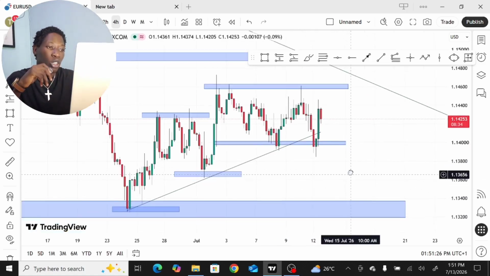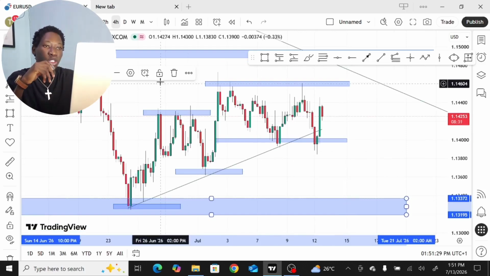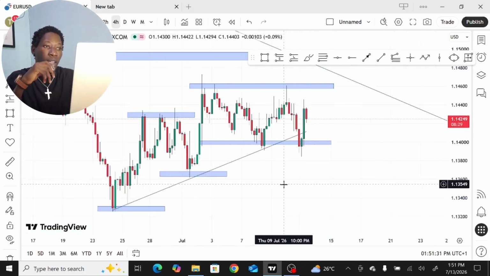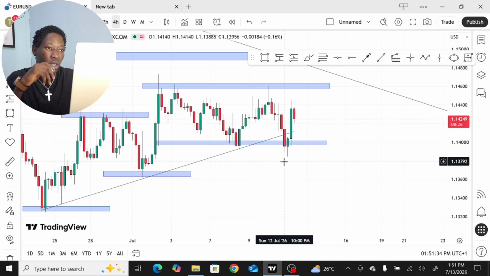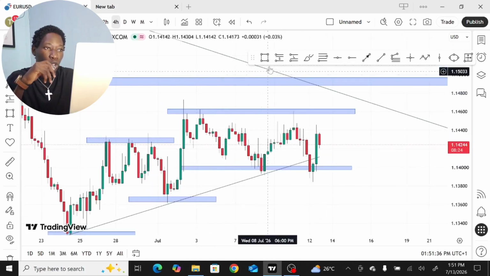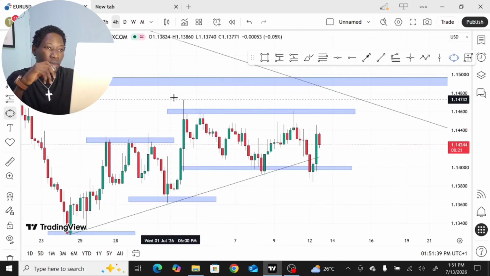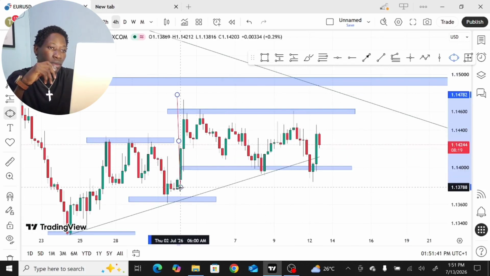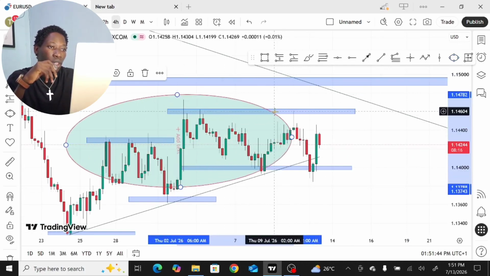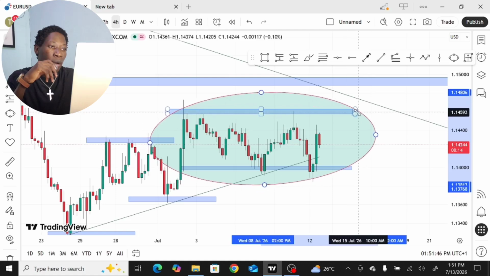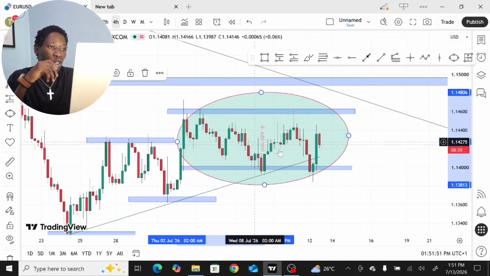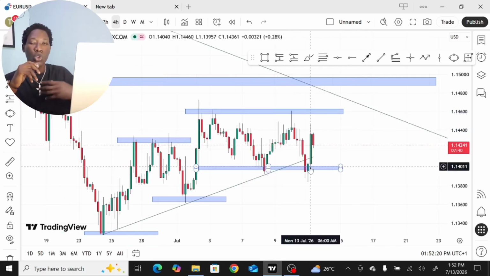So, how do you take advantage of this particular market this week? For a day trader, or a scalper, focus on this box, this old box. That's what you should focus on. Focus on this box here, this ranging box. That's what you should focus on. Me, I'm more into swing trading.